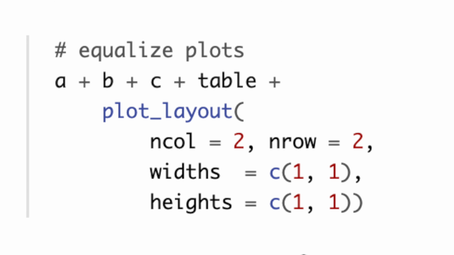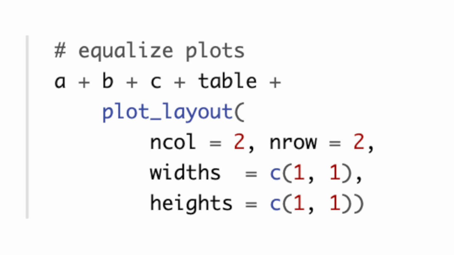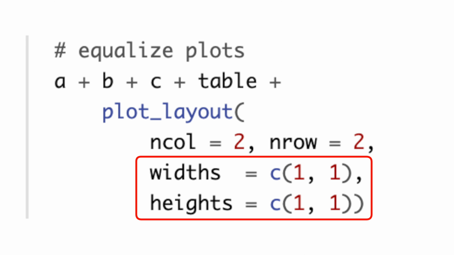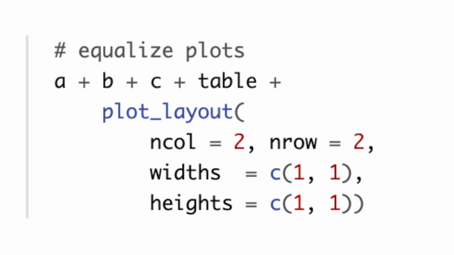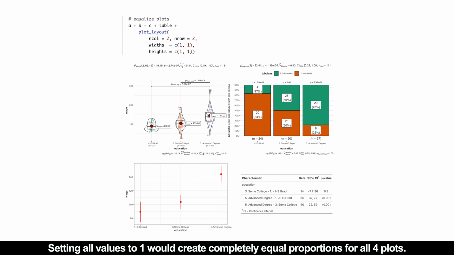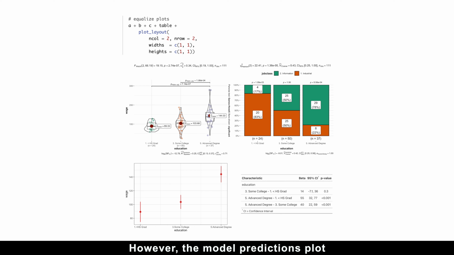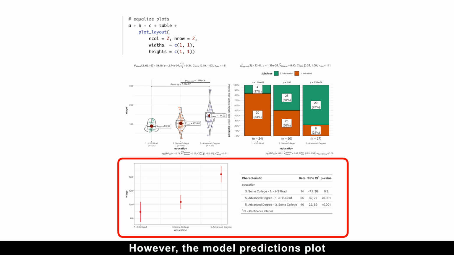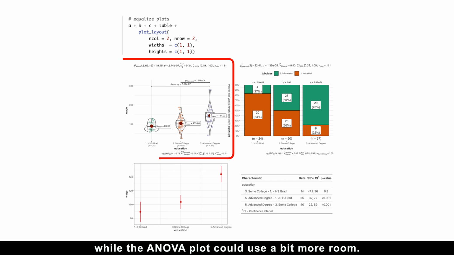To control the proportions of plots on the grid, we can add the widths and heights arguments inside the plot layout function. Setting all values to 1 would create completely equal proportions for all 4 plots. However, the model predictions plot and the table still take up too much space, despite not showing much, while the ANOVA plot could use a bit more room.